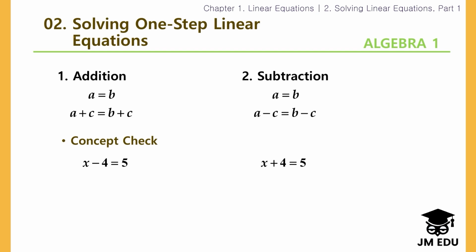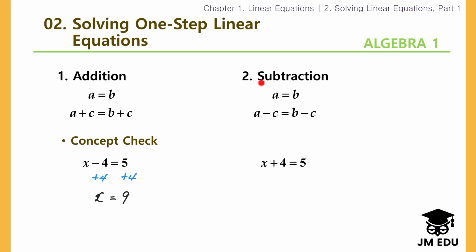For example, let's say we have x minus 4 is equal to 5. We can add 4 to each side, plus 4, plus 4. Then minus 4 plus 4, that's 0, right? So all we have left on the left-hand side is x. And 5 plus 4, that's going to be 9, right? So the solution of this equation, x is equal to 9.